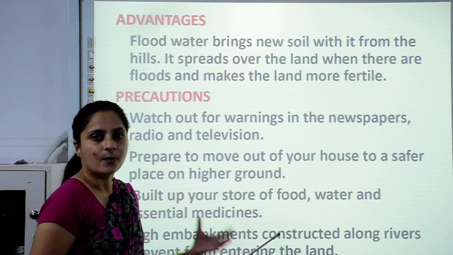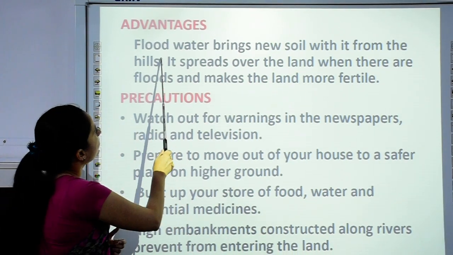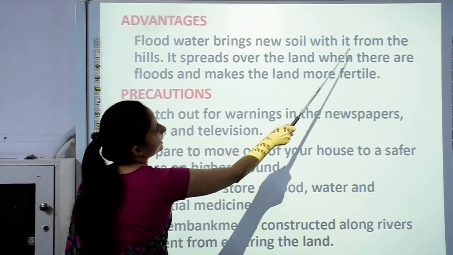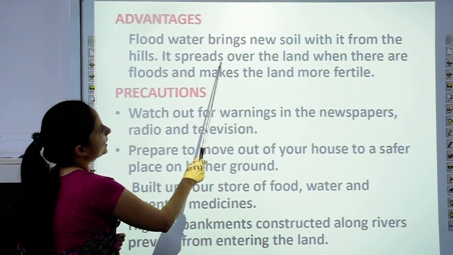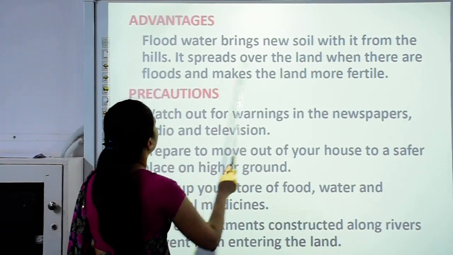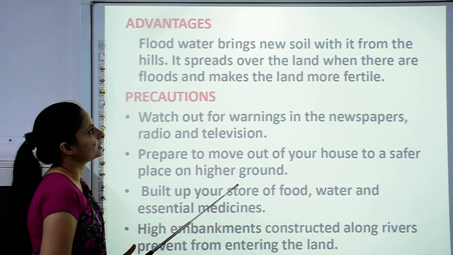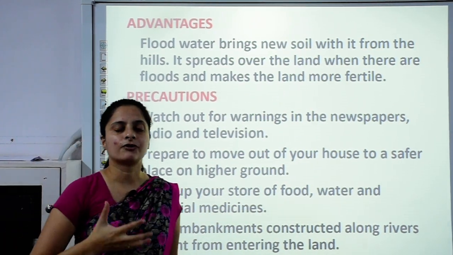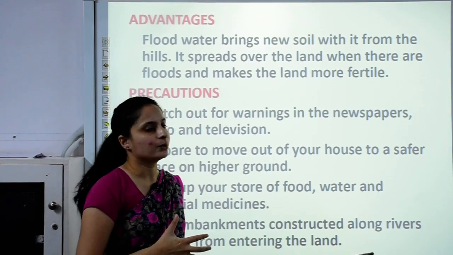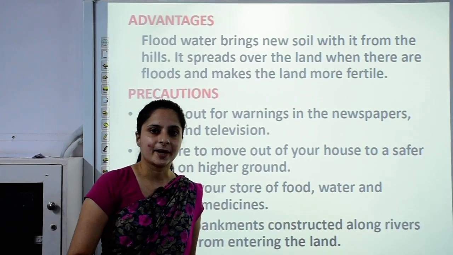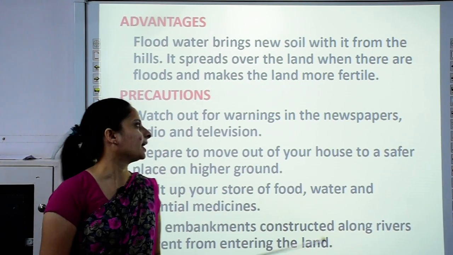Advantages. Now there are some advantages of floods as well. Flood water brings new soil with it from the hills. It spreads over the land when there are floods and makes the land more fertile. The flood water brings in new soil from the hills as it comes down and spreads over the land, which makes the land very fertile.